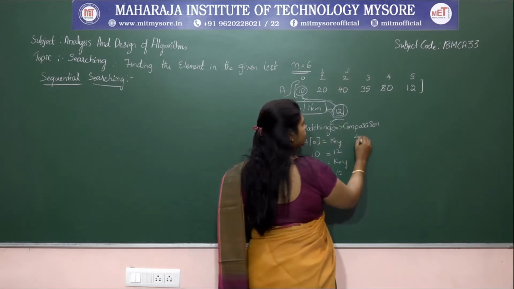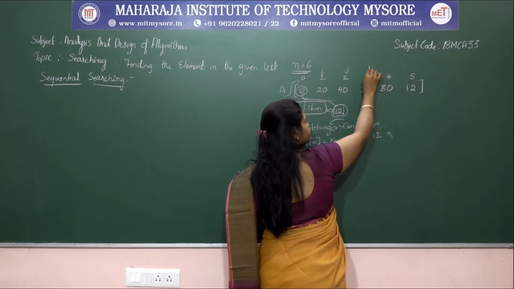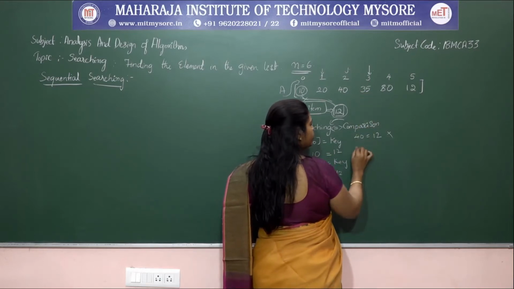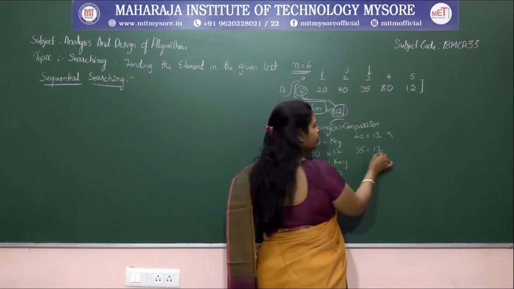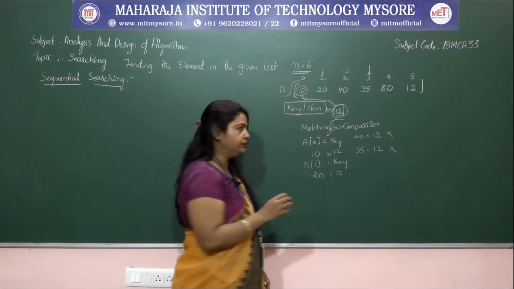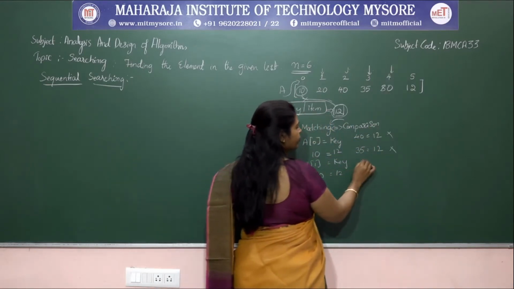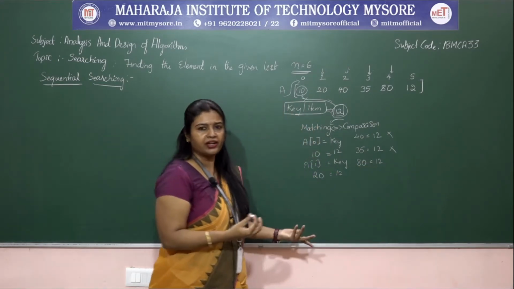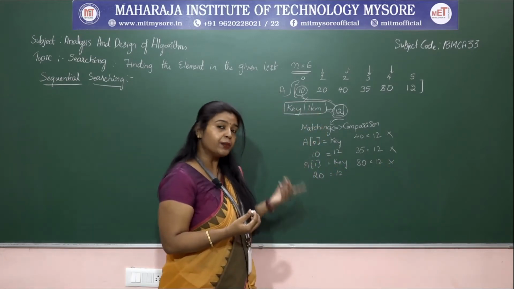Next, 40 is equal to 12. Is it true? This is also false. If it is false, it will come to the next position. The next position value is what? 35. 35 is equal to 12? Again 35 and 12 are not matching, failed. Matching process failed. Now the next element, in the fourth position we have 80. 80 is compared with 12. Again it is not matching, right? So simply we can say the element is not found at that particular position.